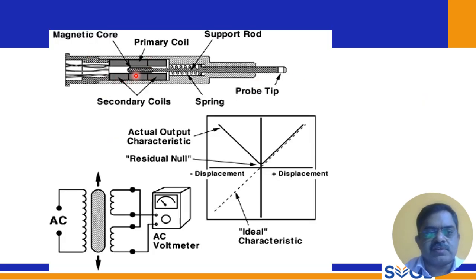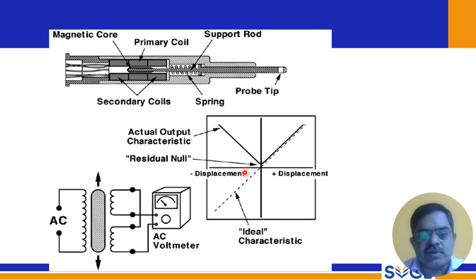So here this is the core. It is obviously a magnetic core, and in the middle we have the primary coil, and this is the spring support, and here this is the probe and the probe tip to which the object is attached, and the actual output characteristic curves are seen here, and this is the ideal curve, and this is the actual curve.